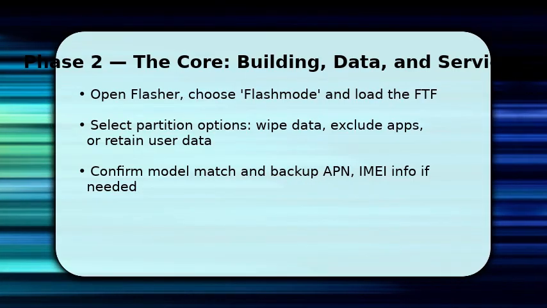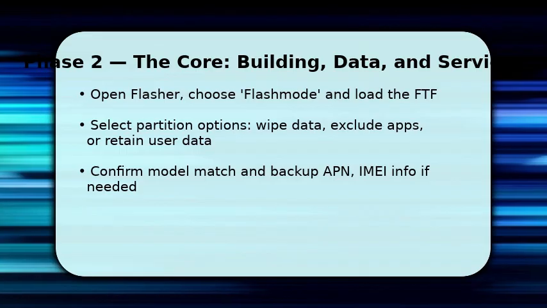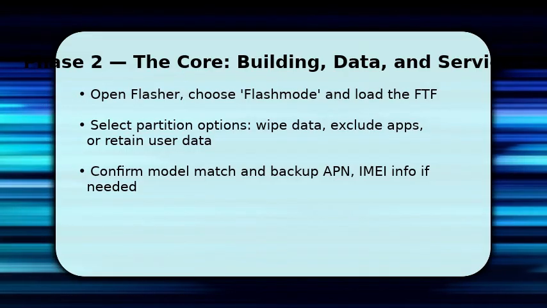Then, select precise options. Decide whether to wipe data, exclude apps, or retain user files because each choice affects outcome and recovery. Confirm the target model displayed matches your device and, if necessary, backup APN settings and IMEI-related information. This protects connectivity later. Once all options look right, prepare the device for the flash prompt.